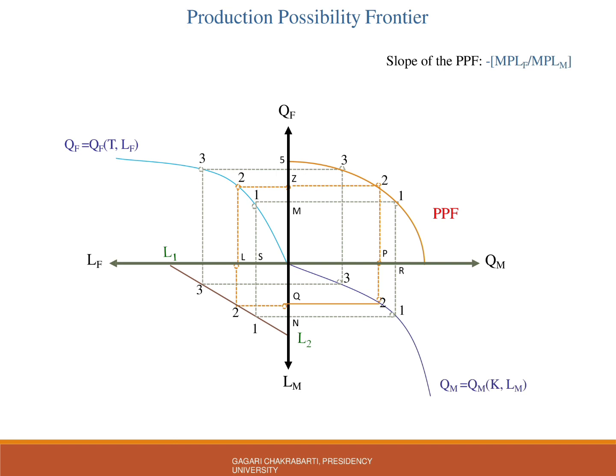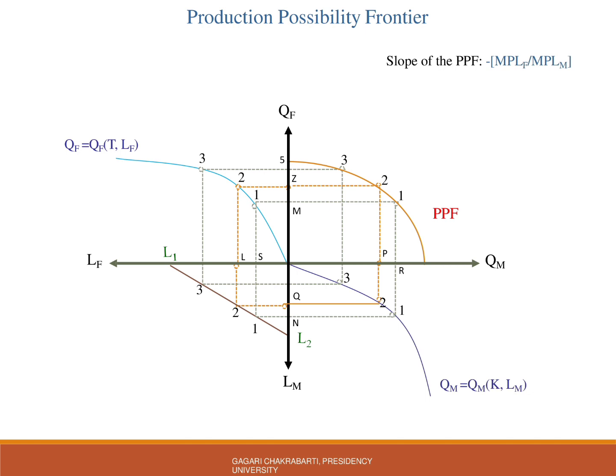So from the total product curves, we can find out that OZ will be the amount of food produced in the economy, and OP will be the amount of manufactured commodities produced in the economy. So therefore we get a point like 2 on the QF QM quadrant. So point 2 once again will be a point on the PPF, because it gives us the amount of food and manufacturing product produced in the economy when labor is fully employed.